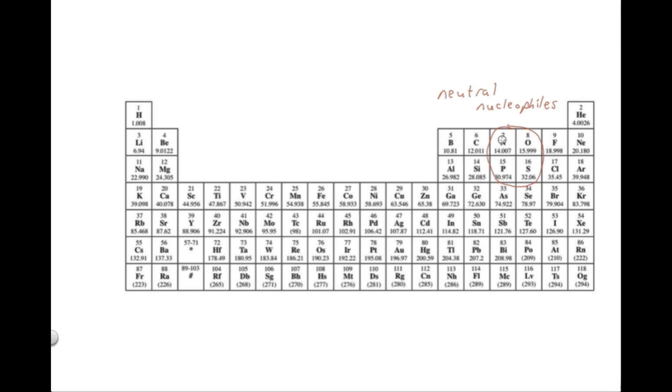Here are nitrogen, oxygen, phosphorus, and sulfur in our periodic table. You should just memorize that each of these elements has a lone pair when it's neutral, so each of these can be a neutral nucleophile. These four elements are the neutral nucleophiles that you're likely to see used in your Ochem class.